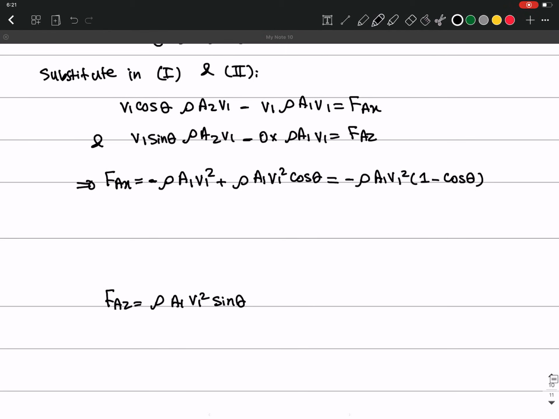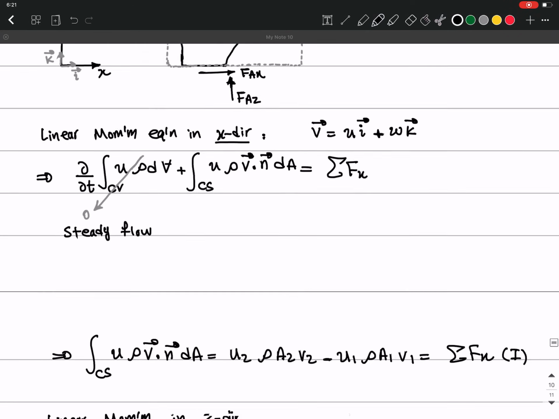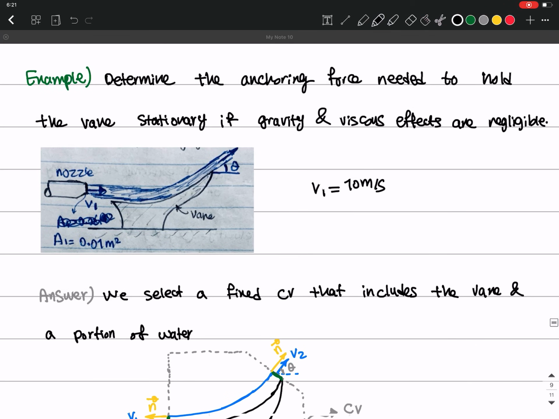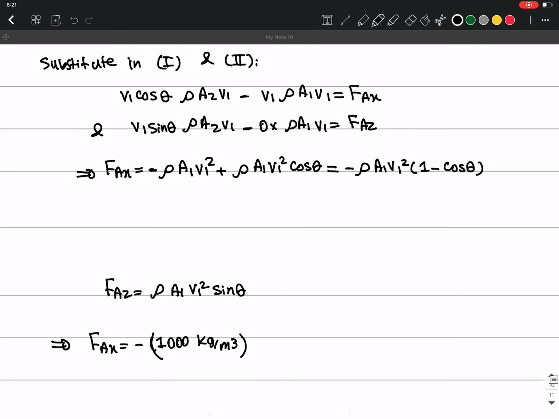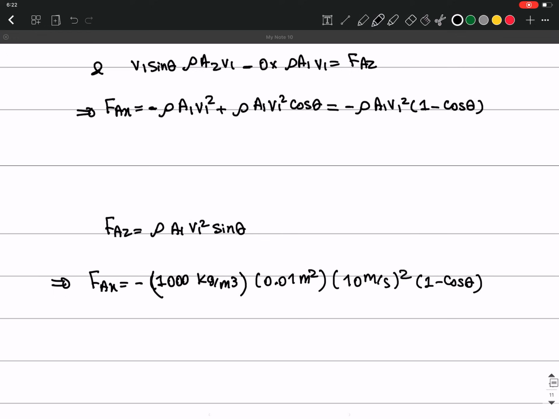Okay, so now we have all these, and now we just have to plug in the numbers. So FAX is equal to the rho. If it is water, it's going to be minus 1000, the density in kilograms per meter cubed. And then A1 is given in the problem as 0.01 square meters, times V1 squared, which is given as 10 meters per second, so 10 meters per second squared, times 1 minus cosine theta. And if you calculate it, you're going to get minus 10 to the 3... minus 1000 times 1 minus cosine theta Newtons. Okay.